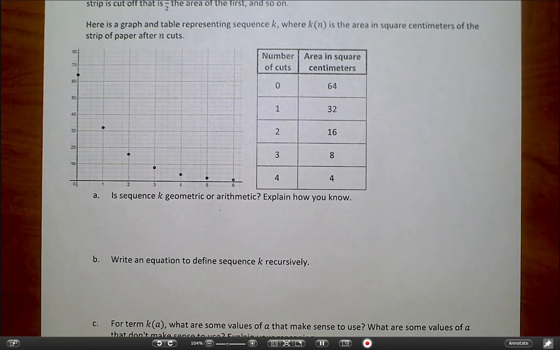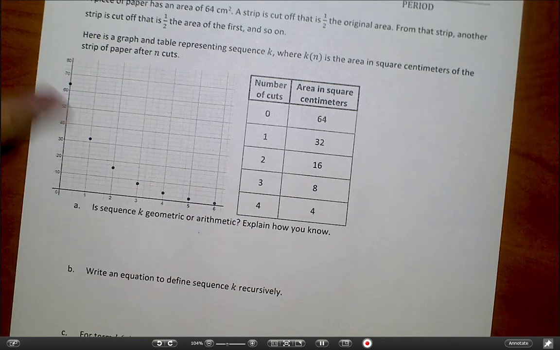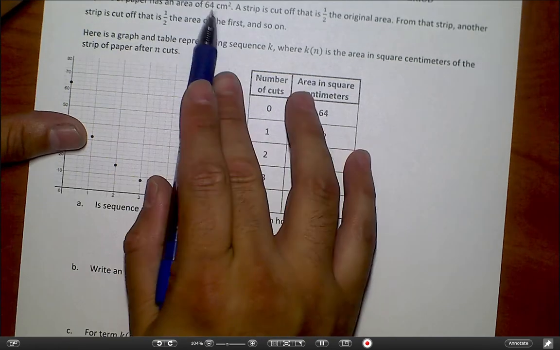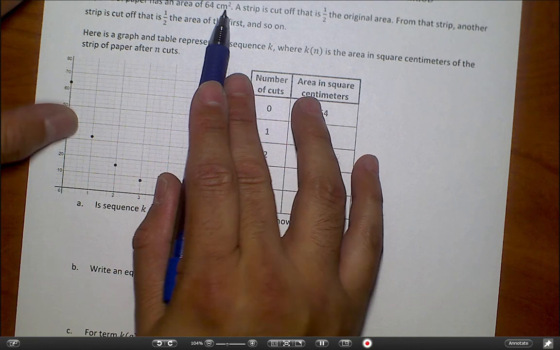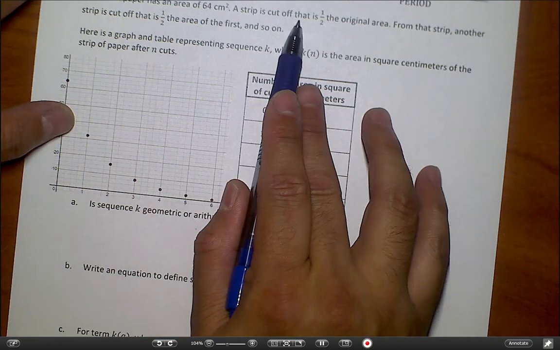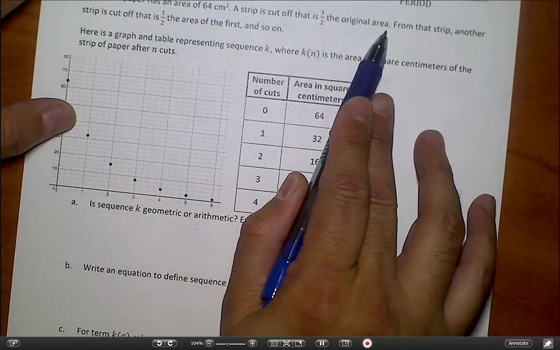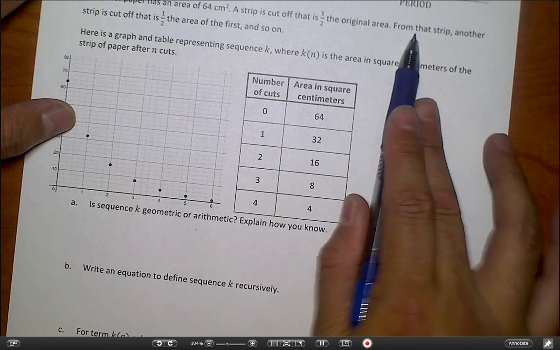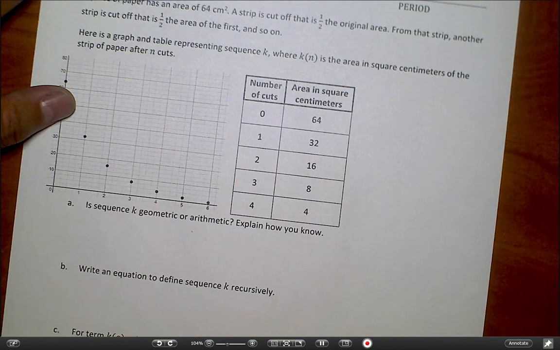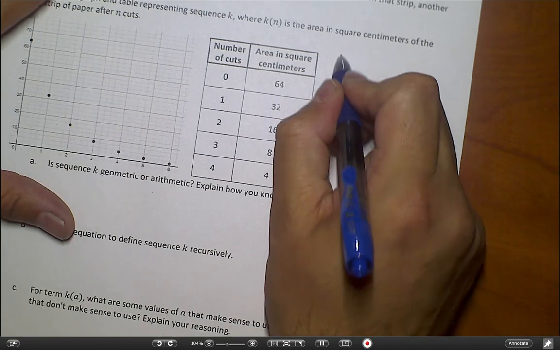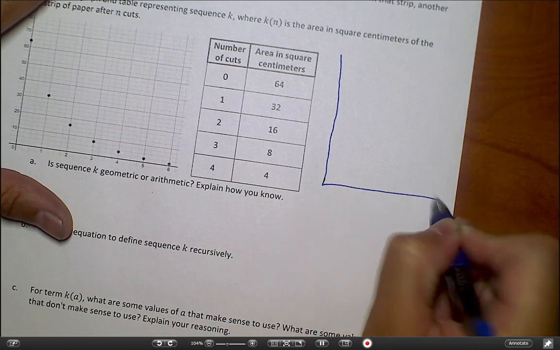Alrighty, let's take a look at the other side now. It says a piece of paper has an area of 64 centimeters squared. Strips of it are cut off that is half the original area. From that strip, another strip is cut off that is half the area of the first. Okay, so watch this. Draw my nice little paper right here.